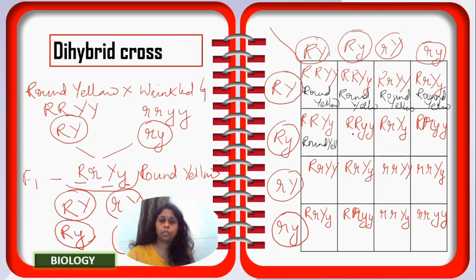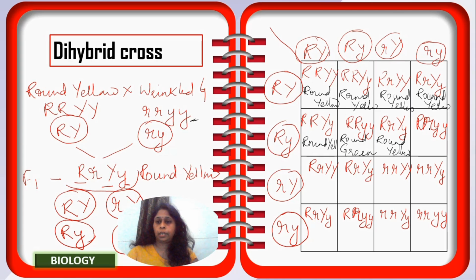Now here what you can see, R is capital but Y is small letter, right? For R we can write it as round, but Y is small letter. So when Y is small or recessive, what can we write? This is green, so round green. Green is associated with the small y. Here, round yellow.